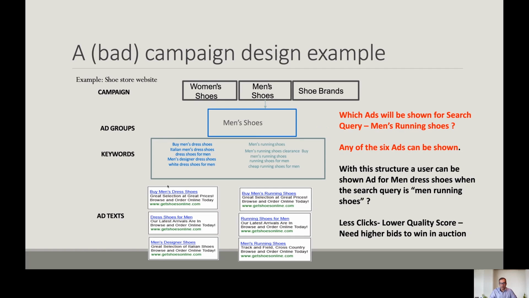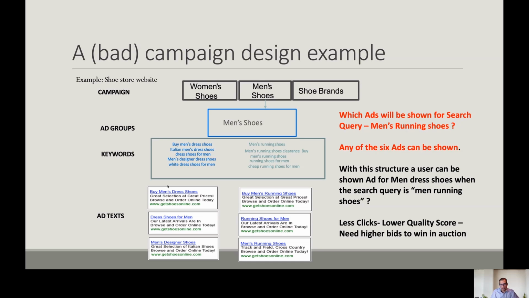All right. So the answer to that question I posed before is that any of the 6 ads in this ad group can be shown when the user search query is men's running shoes. Well, you may ask why. Well, the reason is that the search query of the user matches up with a keyword with this particular ad group. So ads from this ad group are triggered.